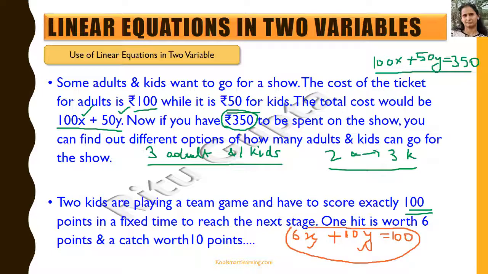So these are just some of the examples, but this is how we use linear equations in two variables and find the different possible options which are available to meet certain criteria.